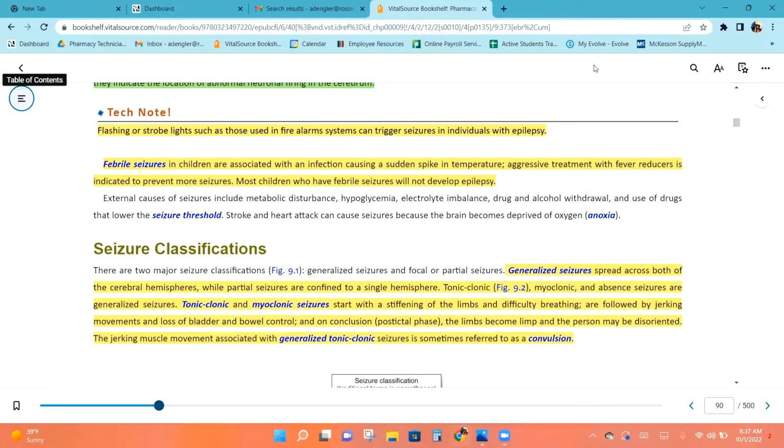Tonic-clonic and myoclonic seizures start with a stiffening of the limbs and difficulty breathing and are followed by jerking movements with loss of bladder and bowel control. On conclusion, the limbs become limp and the person may be disoriented. The jerking muscle movement associated with generalized tonic-clonic seizures is sometimes referred to as a convulsion.